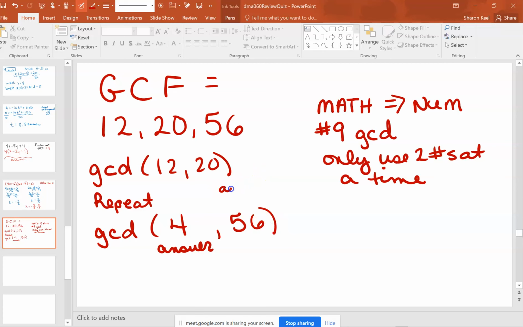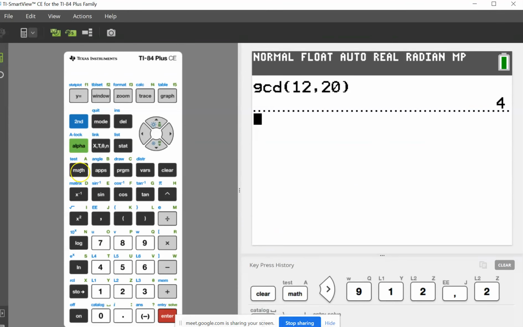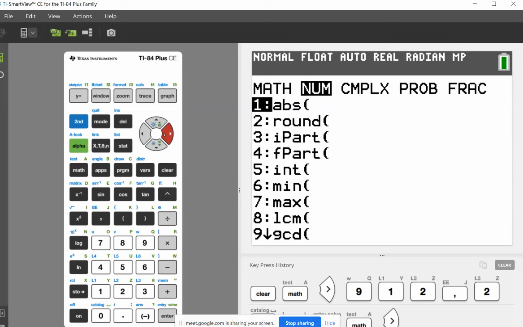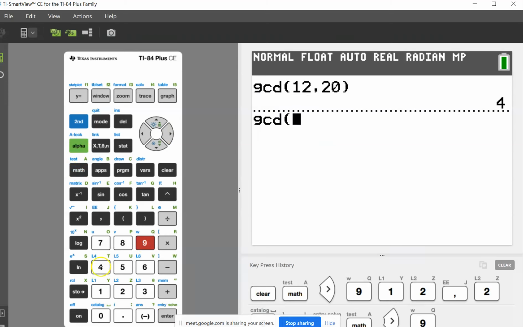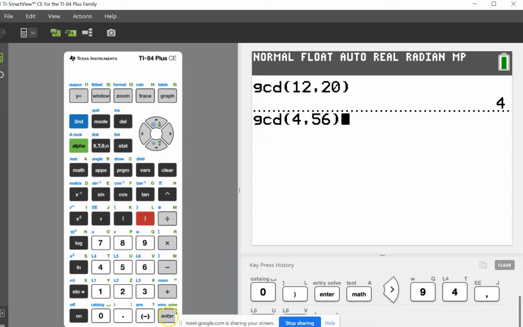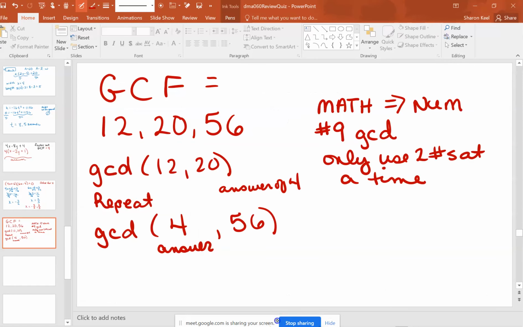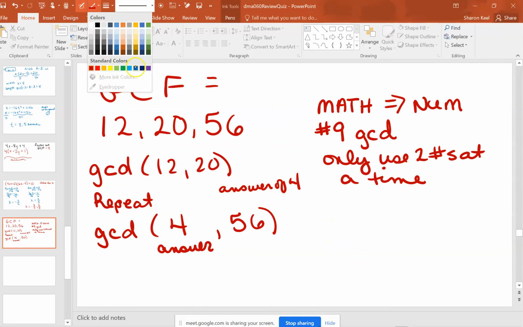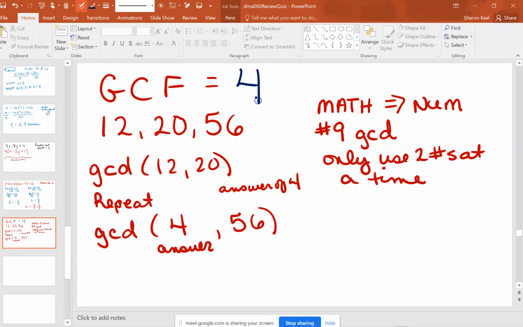So this gave us an answer of 4. We put the answer first, and then we're going to do the third number. So math, arrow right, choose number 9. We're going to type in the answer 4 and our third number, which was 56. So for this, the greatest common factor of all 3 of those terms is going to be the numeral 4. So the greatest common factor here, we got a solution of 4.